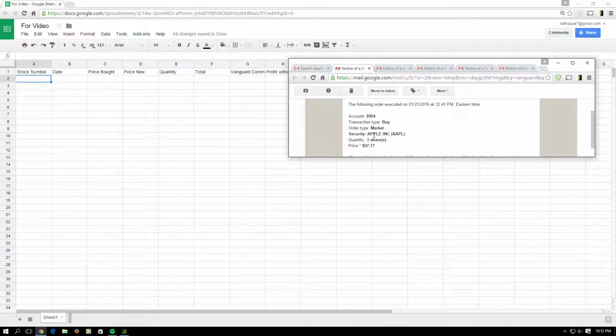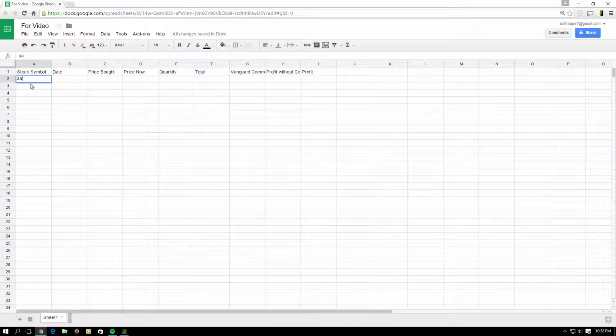Alright, so if I take a look at all the emails that I got from Vanguard, here you can see I bought 3 Apple shares for $97.77. So I can go ahead and put AAPL, and then for the date of purchase, this was January 21, 2016, and my price was 97.77. So this is where it gets cool.